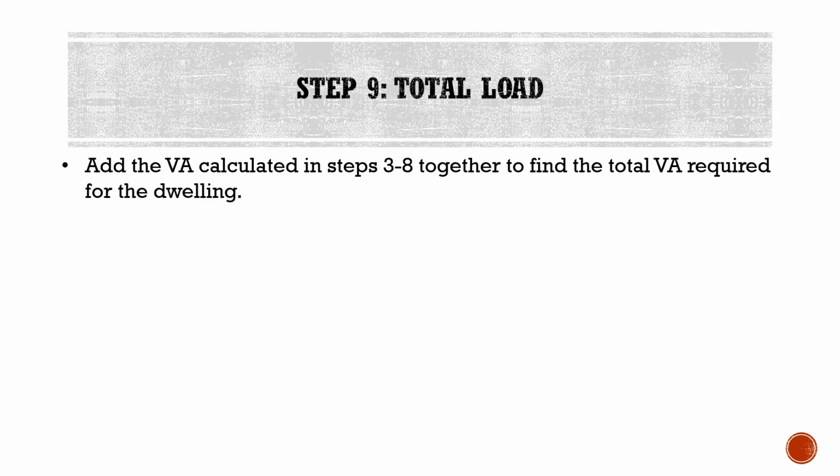Now, wrapping things up here with step number 9, this is kind of where we just bring everything together and size everything. This is the fun step where we finally get to see the fruit of our labor. For step number 9, we're going to add the volt amp amount that we calculated in steps 3 through 8 together. Remember, we don't count 1 and 2 anymore, to find the total volt amps required for the dwelling. So once we add all those values together, we end up with 31,871 volt amps that we need to have available for this dwelling in order to run everything that's going to be in it.